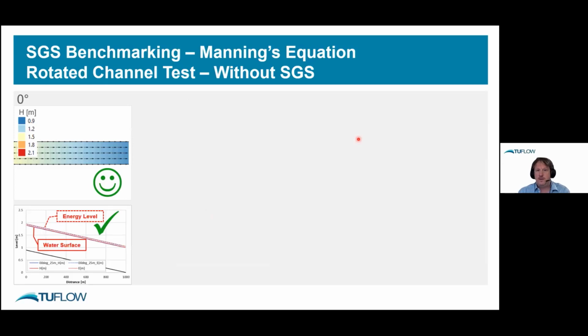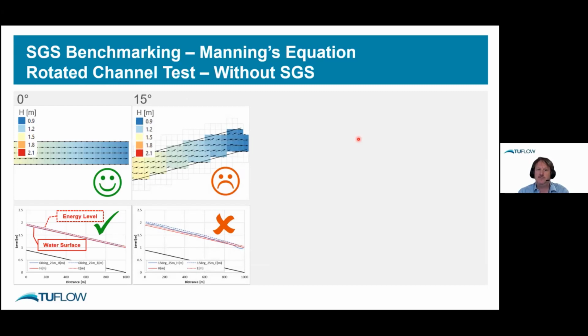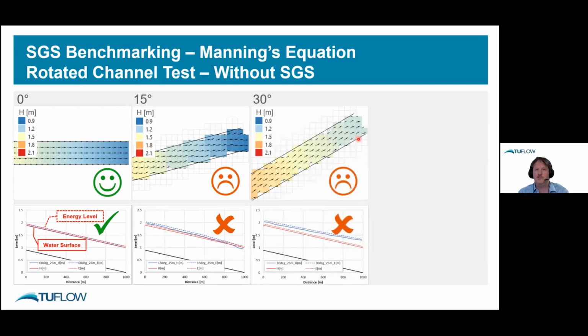Before the SGS, the subgrid sampling in TUFLOW, if you started to rotate that model around, particularly with a reasonably coarse resolution across that cell, you would start to see a slight shift away from that answer as you rotate, as your channel is not rotated to match your grid resolution.